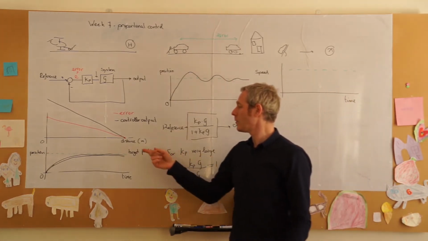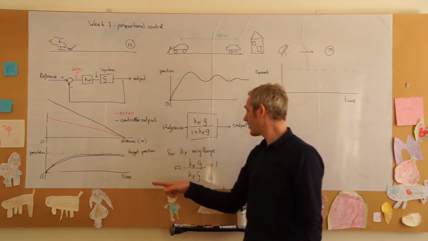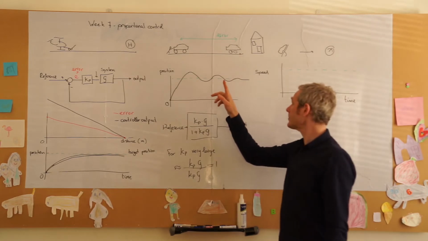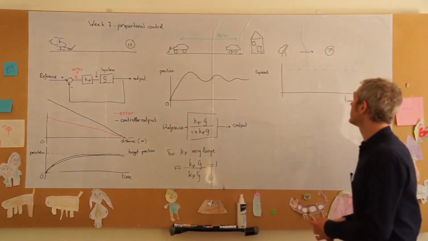One, if we want to reduce the steady state error, we have to make our gain very large, but if our gain is very large, we might get oscillations. There is a third problem.